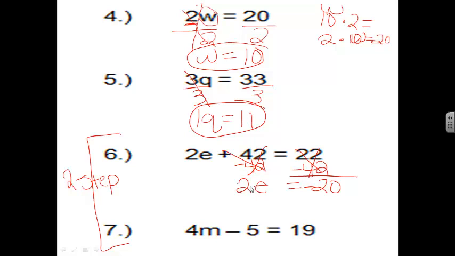So this means multiply, so what's the opposite of multiplication? Division. Division, so this makes 1. So then I have e by itself. Whatever I do to one side, I got to balance it. So divide by 2. Negative 20 divided by 2 would equal? Negative 10. Negative 10, so smart. So e equals negative 10. Easy? Pretty easy. Do it the other way too.